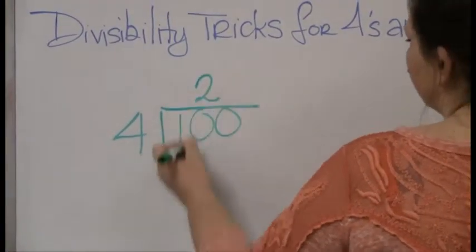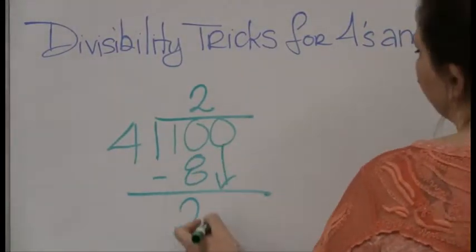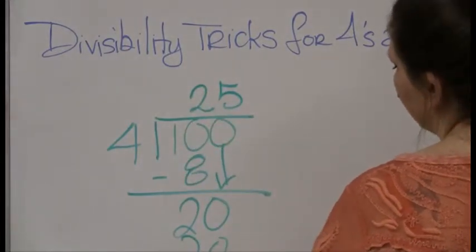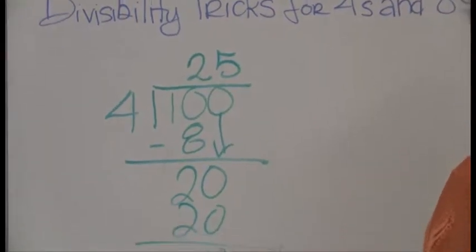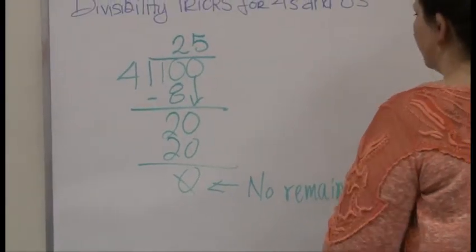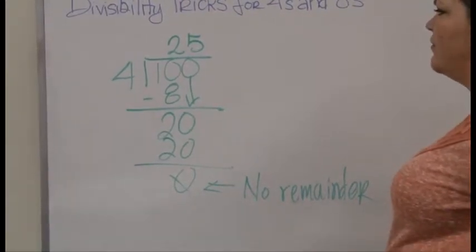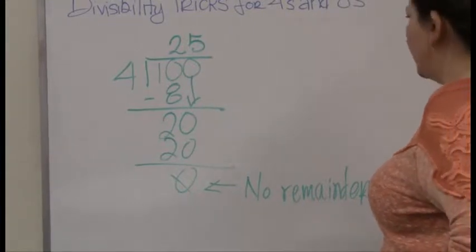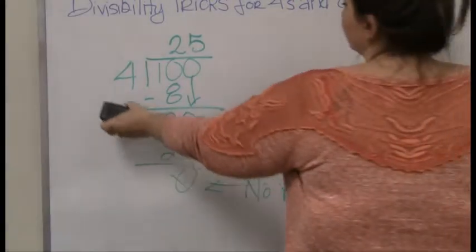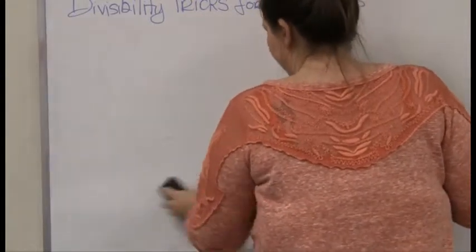4 goes into 10 twice. That's an 8 with a remainder of 2. Drop that 0 there, and 4 goes into 20 5 times perfectly with no remainder. And I'm sure you guys remember that if you have no remainder, that means that you are divisible. And so this idea that 4 divides 100 perfectly is what's going to lead us to the 4's trick. So let me tell you what the 4's trick is, and then we'll get started.